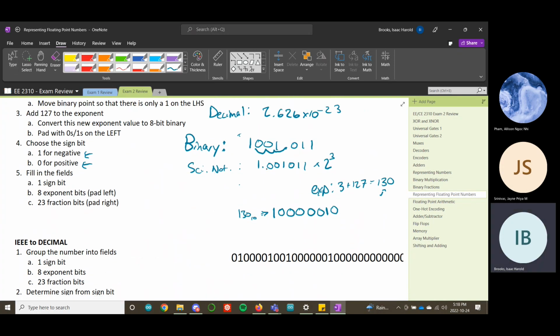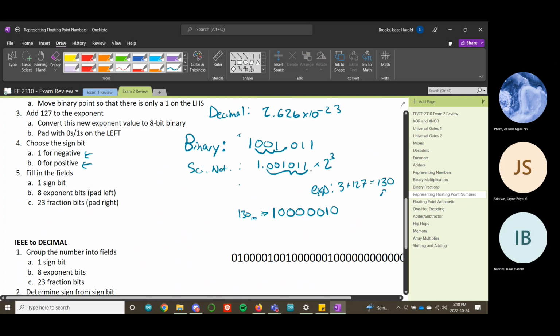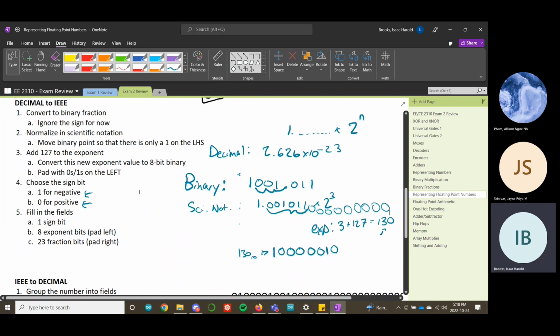So, for example, this is our mantissa, 0, 0, 1, 0, 1, 1. And we need to make this 23 bits. So we would add on zeros to the right-hand side until we get 23. Okay? And that's the process.